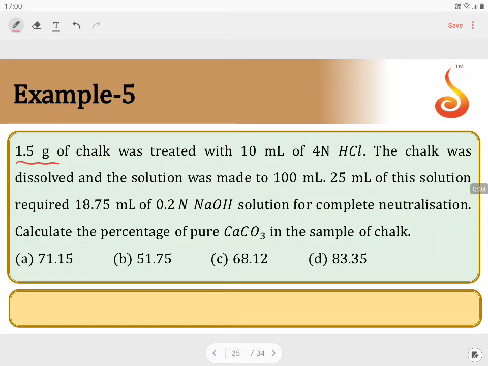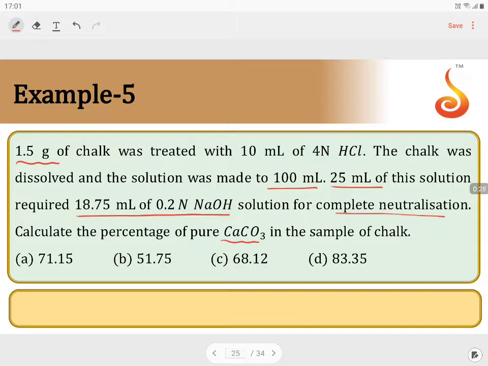1.5 grams of chalk was treated with 10 ml of 4 normal HCl. The chalk dissolved and the solution was made up to 100 ml. 25 ml of this solution required 18.75 ml of 0.2 normal NaOH for complete neutralization. Calculate the percentage of pure CaCO3 in the sample of chalk.